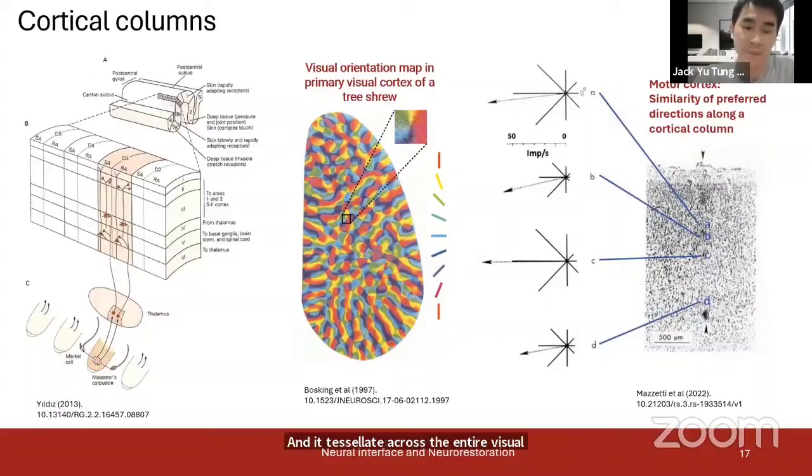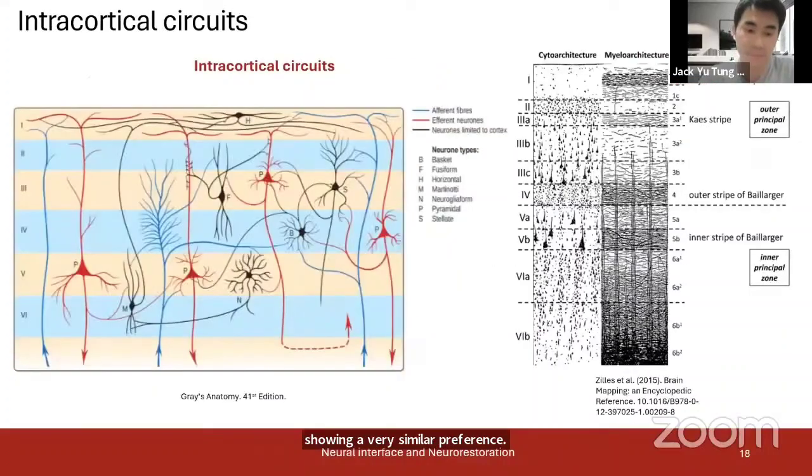And lastly, the same has been observed in the motor cortex, with neurons within a motor cortical column sharing a very similar preference for the direction of movement.